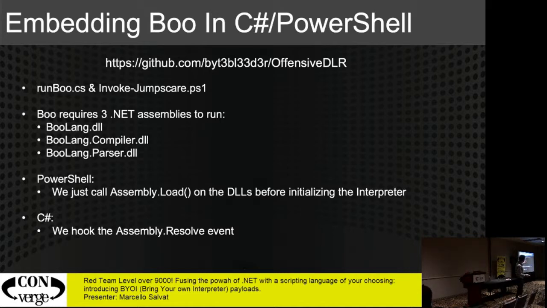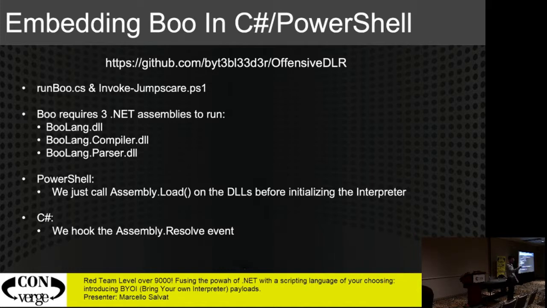Boo requires 3 .NET assemblies to run: boolang.dll, boolang.compiler.dll, and boolang.parser.dll. This is where my knowledge is a bit limited. I still don't completely understand how this is possible, but technically Boolang requires those 3 assemblies. But when you compile it through the actual compiler, which I'm going to talk about in a second, it doesn't need those. I'm not exactly sure why, but if you embed it, it does require those. If you compile it, it doesn't. And it doesn't embed the DLLs or anything like that, because I disassembled it.